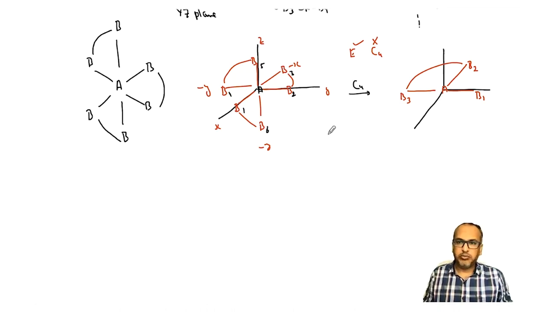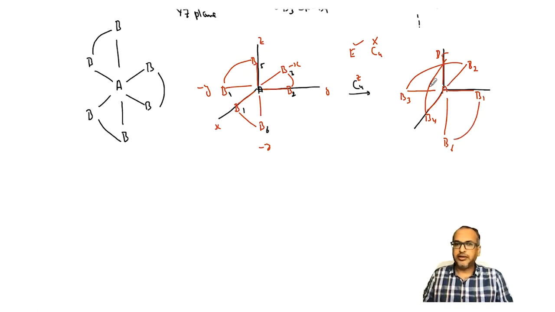And what happens to B4? B4 comes here, right? B4 comes here. And my B5 and B6 remain as such, because this is C4 along that axis. So B4 was connected to B5 and B1 is connected to B6, right?